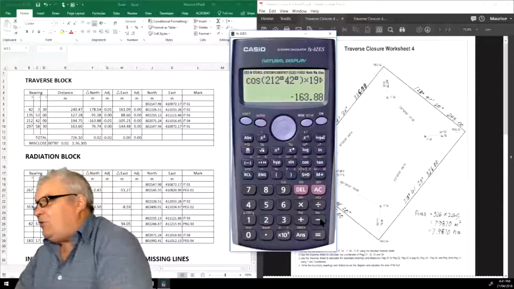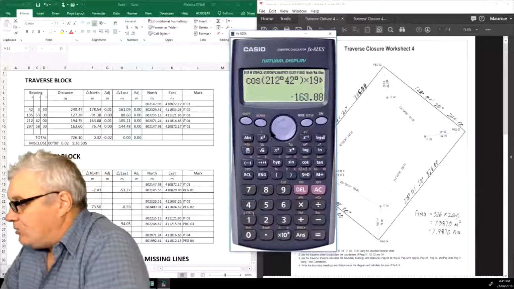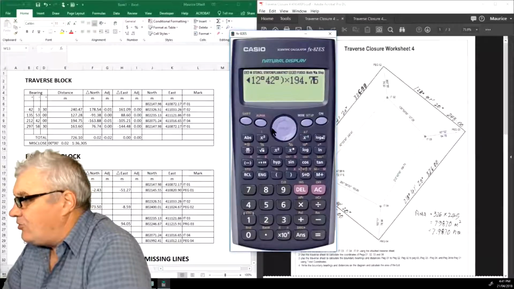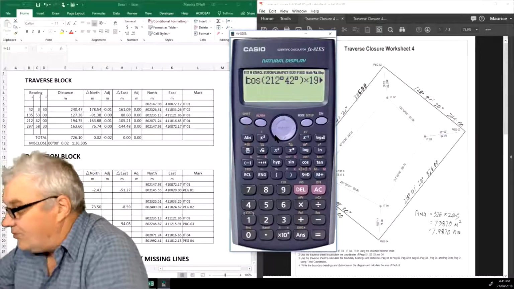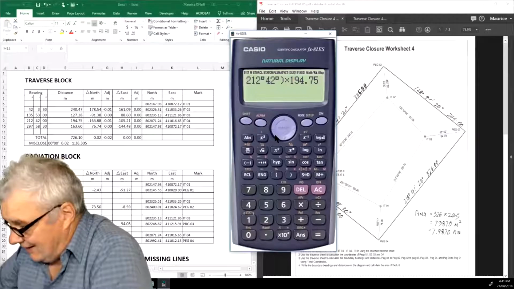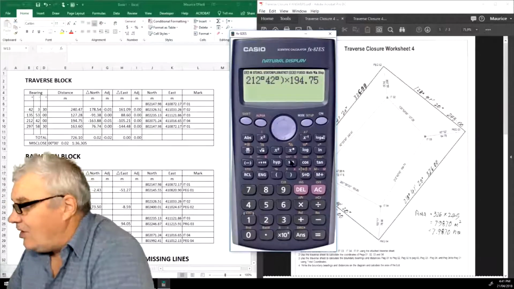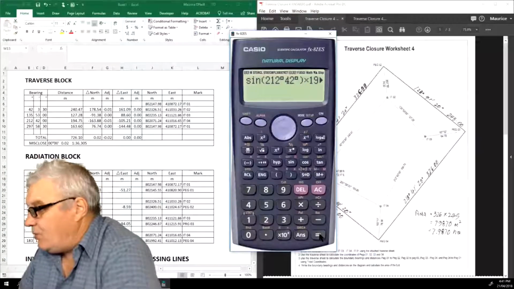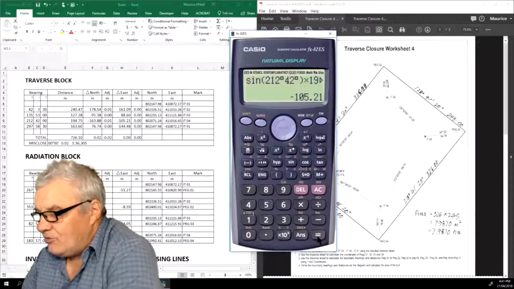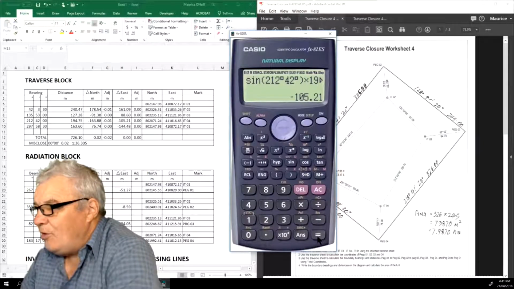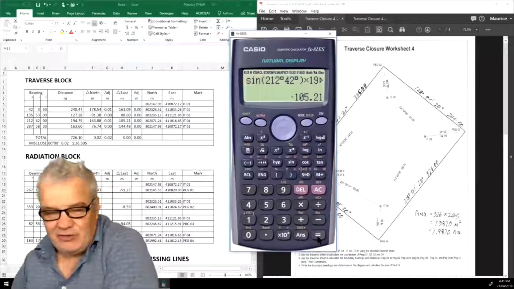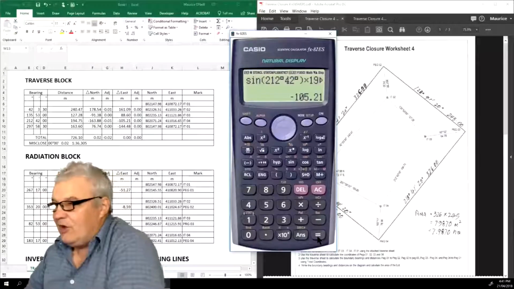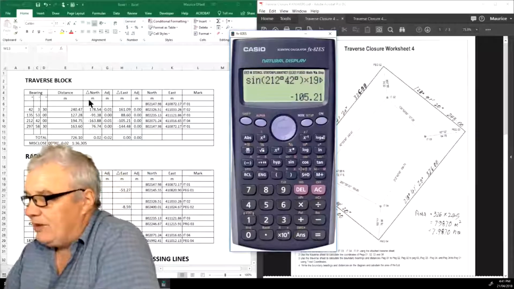So we've done the cosine there, but with this particular calculator, what we can do is just come back through, and we can just delete the cosine and put in the sine, and then push equals, minus 151.21. So you'll notice how doing it that way, it gives you the sines and the cosines. So that's all very well in there.